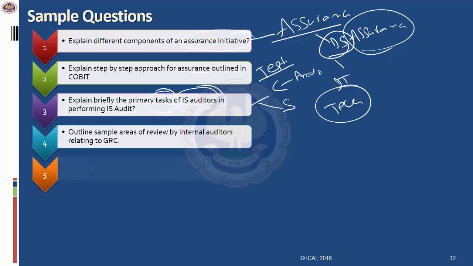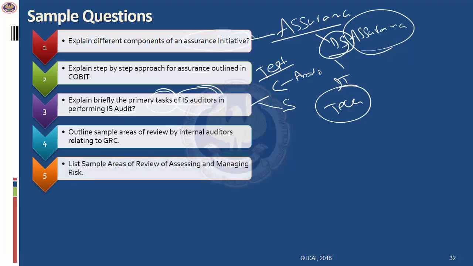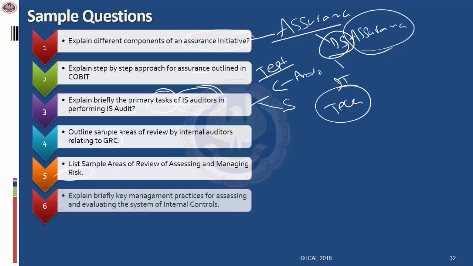Outline sample areas of the review by internal auditors. We have seen these details. It is clearly pertaining to GRC. It could be pertaining to assessing risk management, which means you look at how the risks are being managed within the enterprise, what process they follow, what structured approach they follow, and based on that, what actions are taken based on the reviews which are done. Now, the next question is pertaining to key management practices for assessing and evaluating the system of internal controls. We have discussed this a few minutes ago.